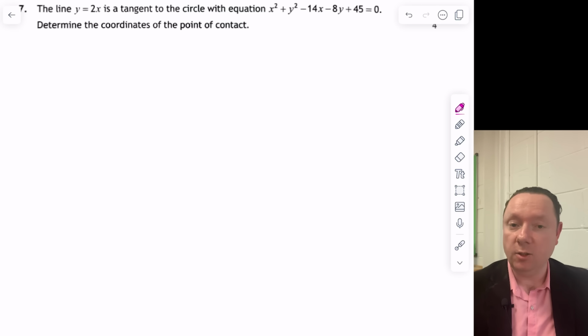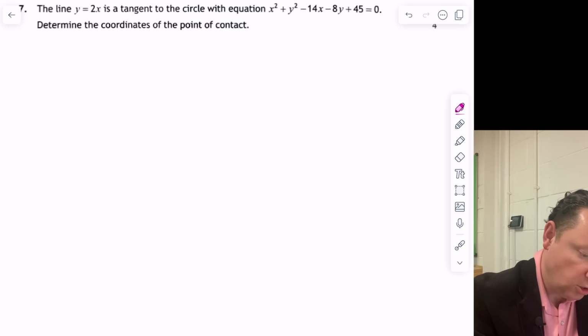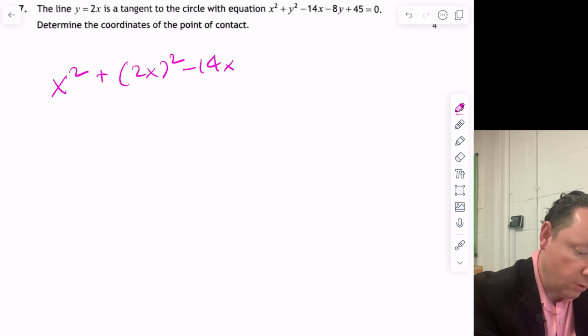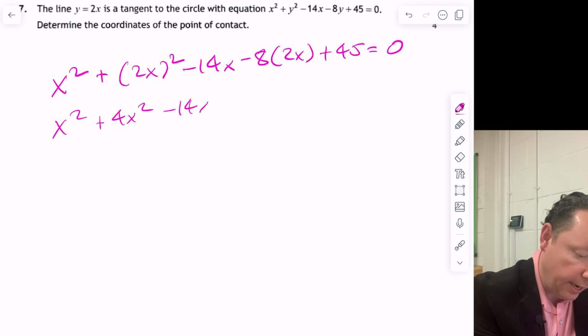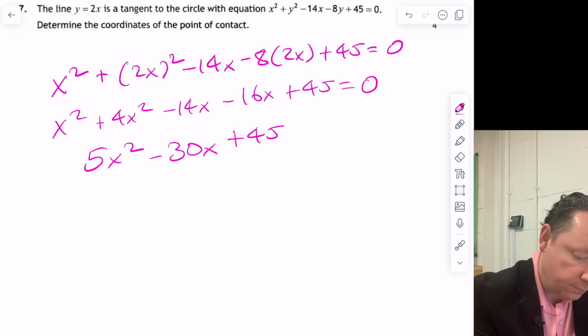Well, finding the point of intersection means solving simultaneous equations, so I'm just going to sub it in. So I've got x squared plus y squared, which is 2x squared, minus 14x, minus 8y, so it's 8 times 2x, plus 45 equals 0. And we'll just solve that for x. So that's x squared plus 4x squared minus 14x minus 16x plus 45. That's 5x squared, and that's minus 30x, and that's 45. So 5 is a common factor. x squared minus 6x plus 9.